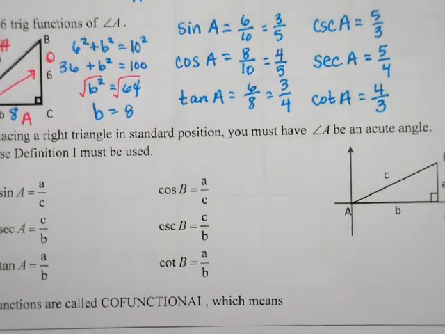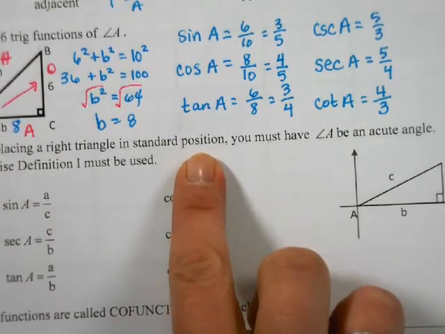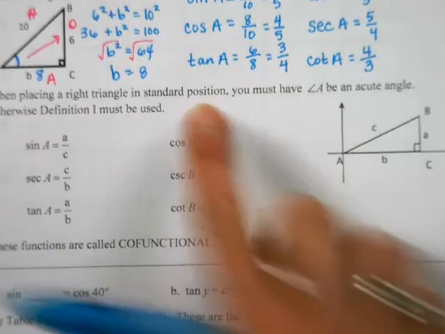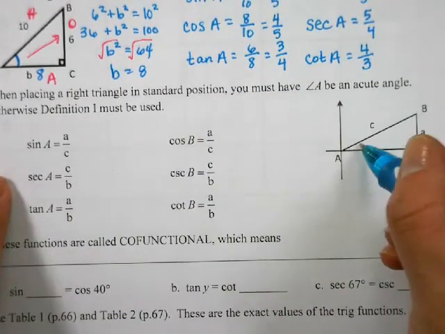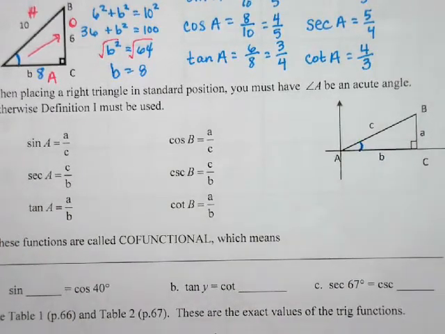Okay, now what if it didn't tell me angle A? What if it said angle B instead? Would those guys all be the same? No, because your opposite and your adjacent switch. Okay? So when you're placing a right triangle in standard position, there was a little trouble with that on your test, so standard position is right here. When you're placing a right triangle in standard position, angle A here must be an acute angle. Otherwise, you're no longer in quadrant 1. If you're not in quadrant 1, you have to use definition 1 with x, y's, and r's.